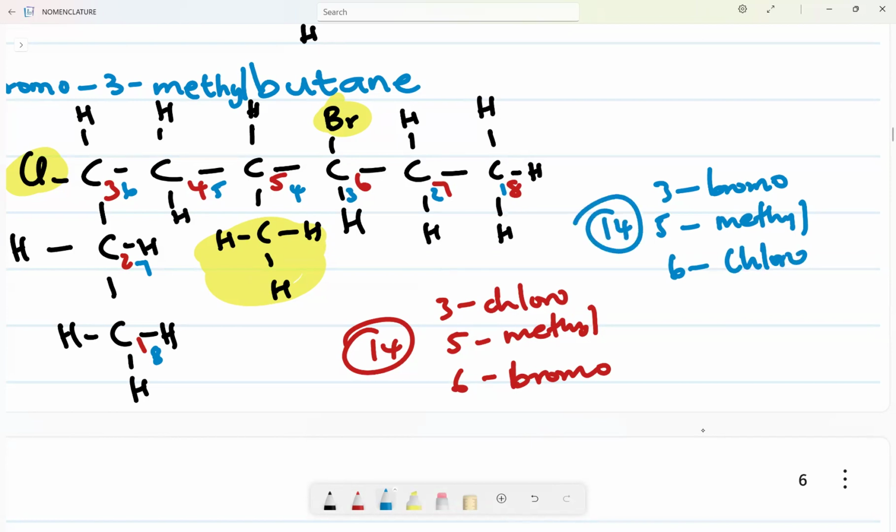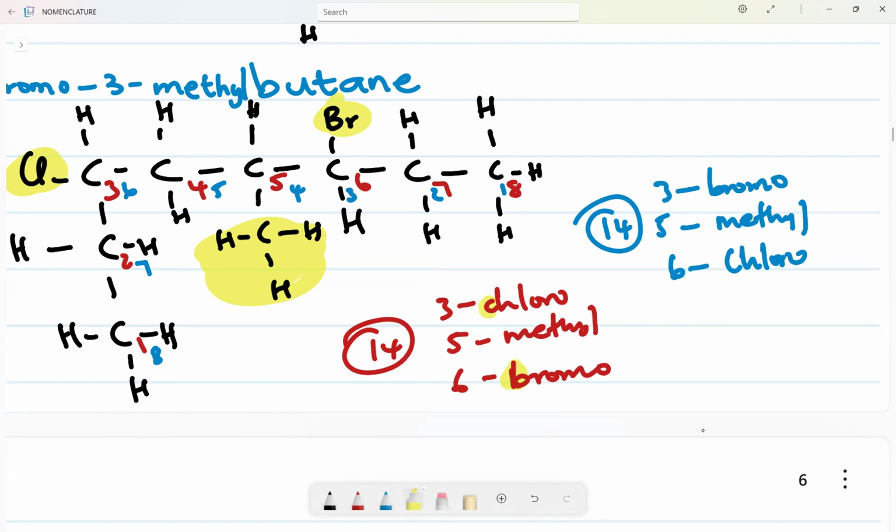I like this. The question is, which one do I prioritize now? Because all the numbers that I get here are the same. So which one do I prioritize? That's where you say, okay, I look at my alphabetical order. I know bromo comes before chloro.